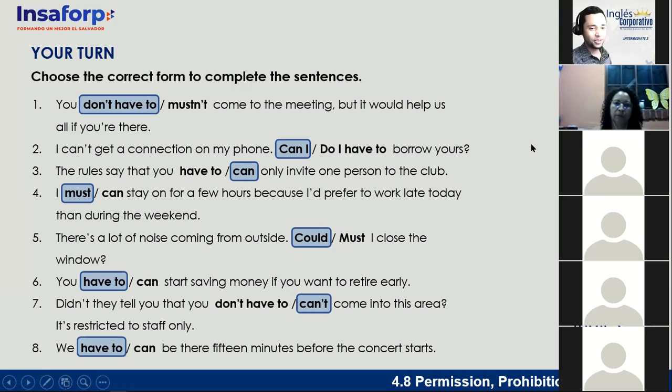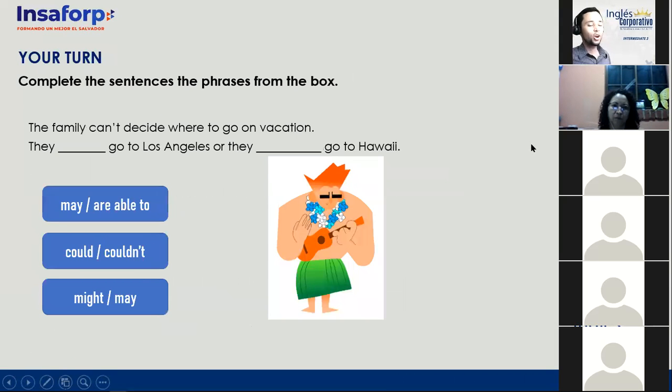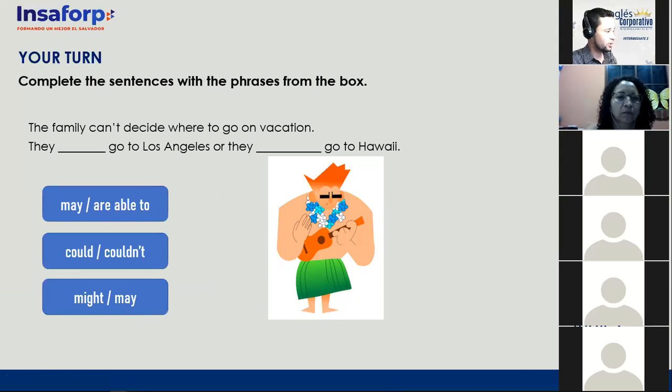Okay, so we have to be there 15 minutes before the concert starts. Okay, another exercise. Complete the sentences with the phrases from the box. Sorry, should be with. Give me a moment. Oh no. Just a second, please. Okay.